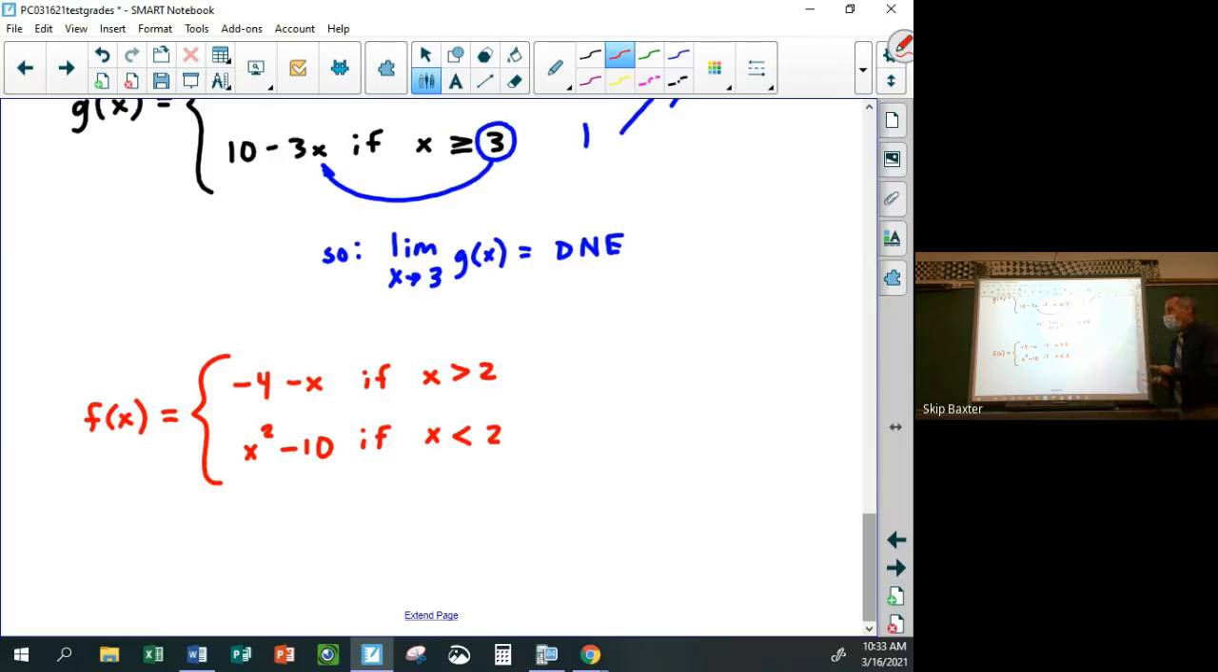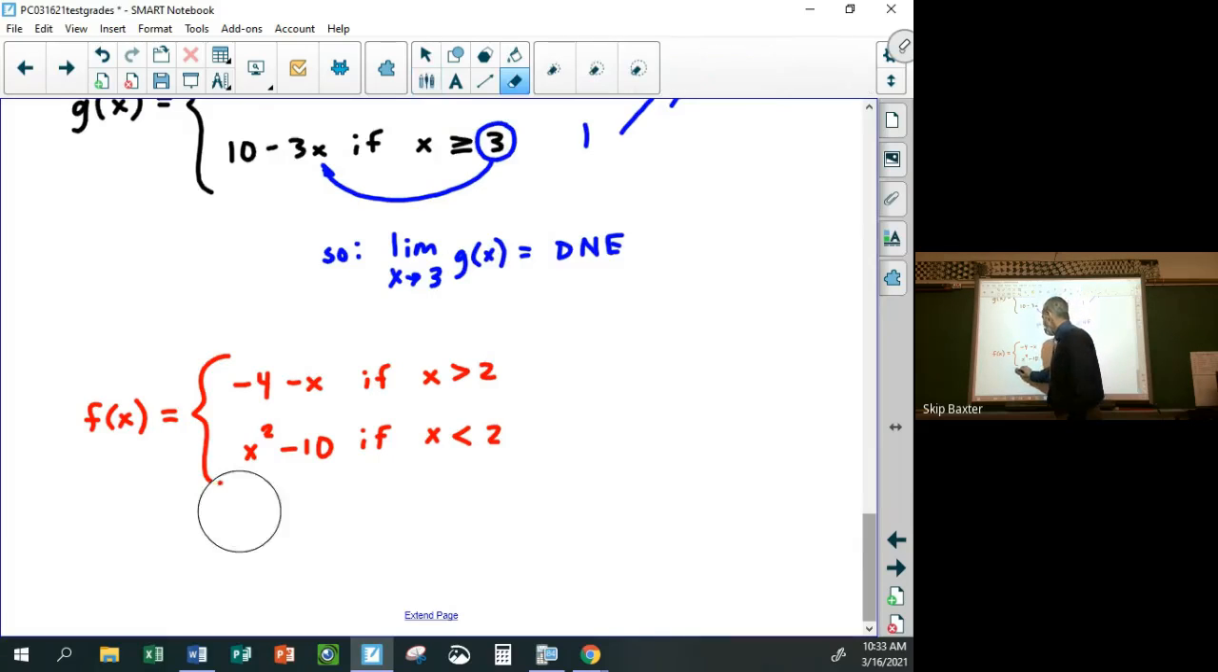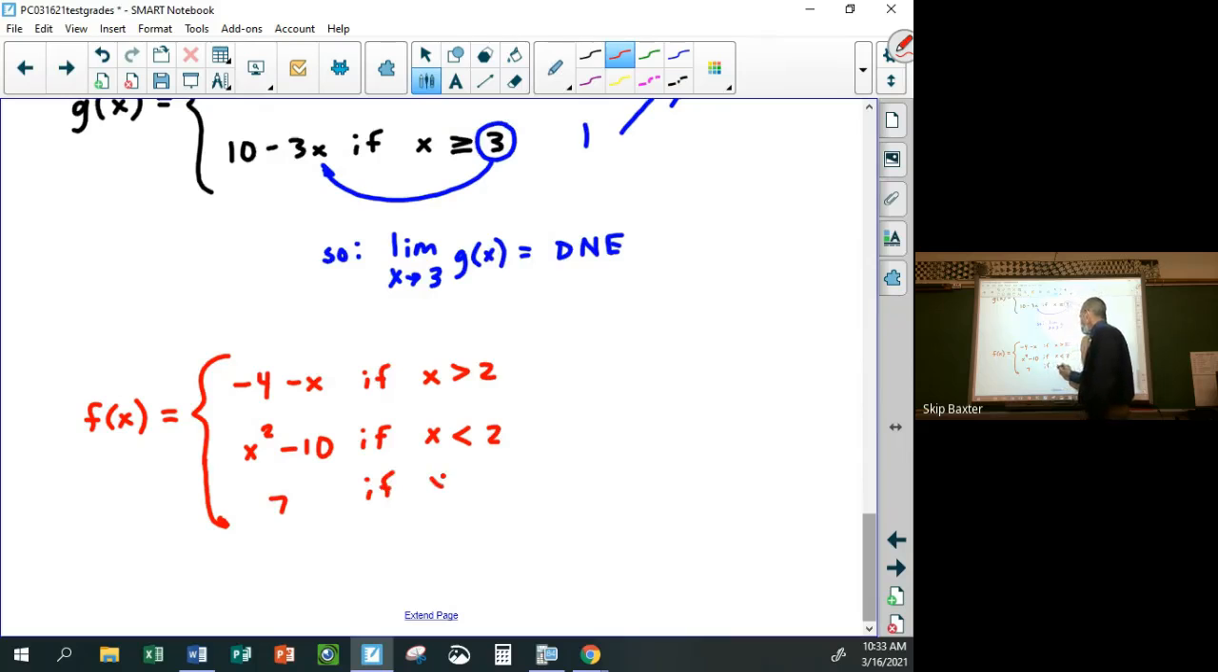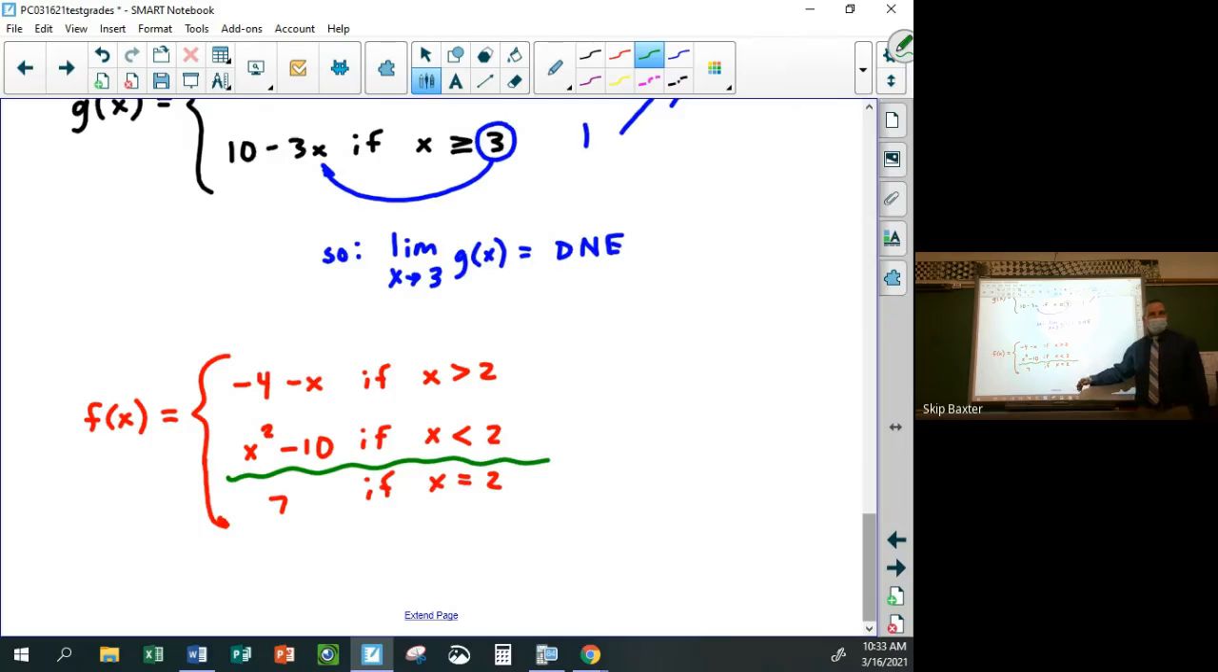But that doesn't have anything to do with whether or not the limit exists, right? It could be a hole in the function. I could have even included a third piece of the function, and I could have said, suppose it's 7 if x equals 2. This doesn't matter at all. I can totally ignore that part of it. When I'm calculating limits, I don't care what's happening at 2. I only care what's happening near 2.